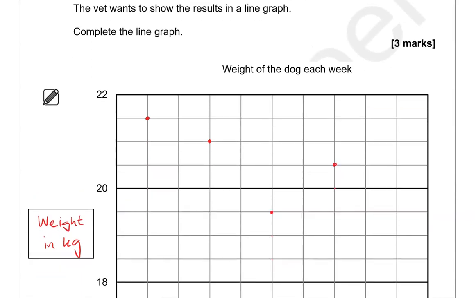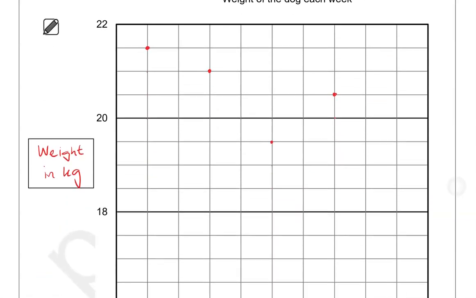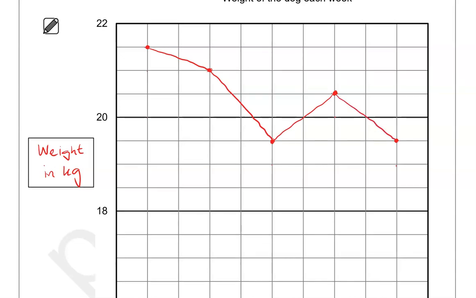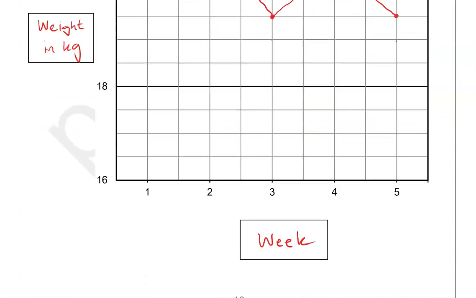And 19.5. So we've got 19 here, so 19.5 will be right here. So joining these together, you can use a ruler to do that. In fact, it's a good idea to use a ruler when you do this on paper.